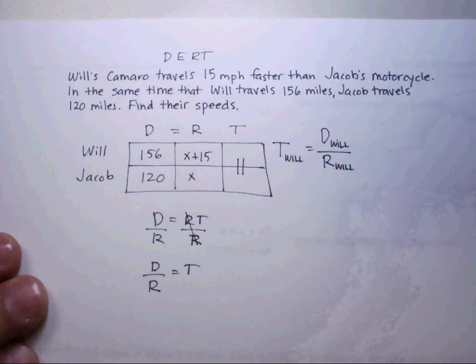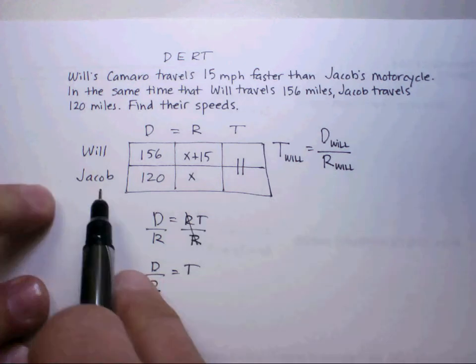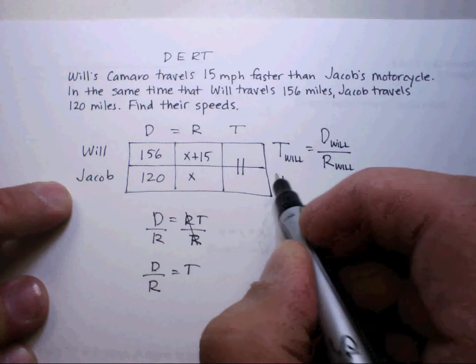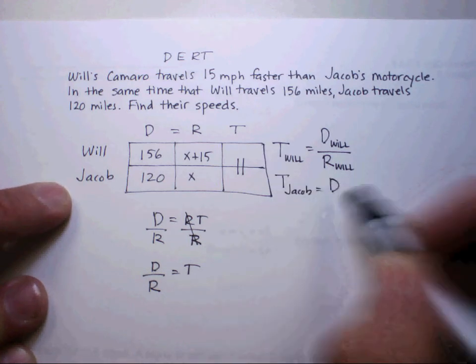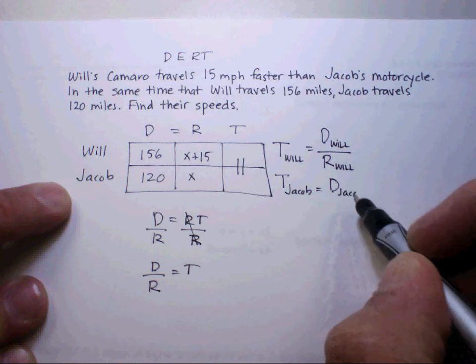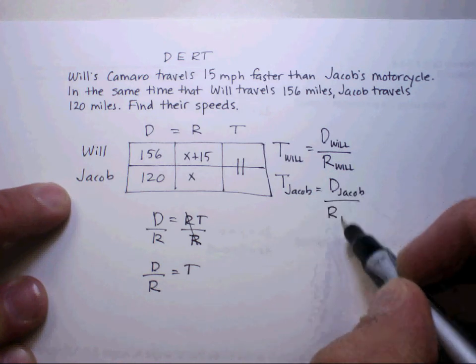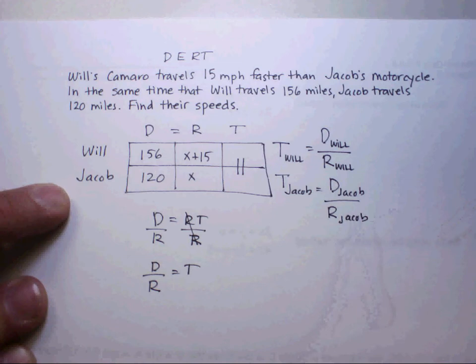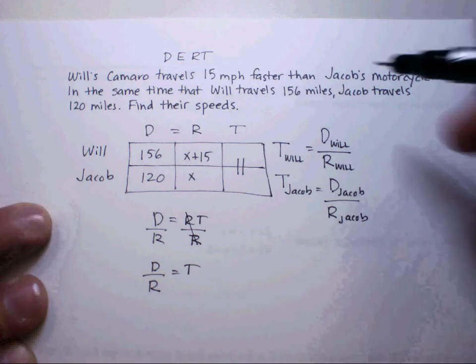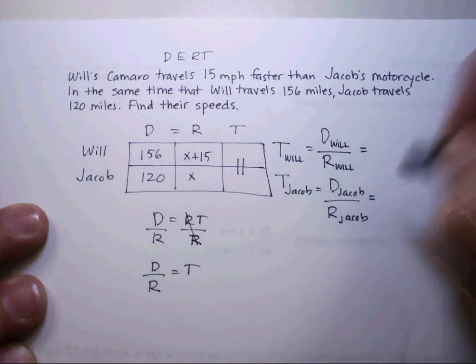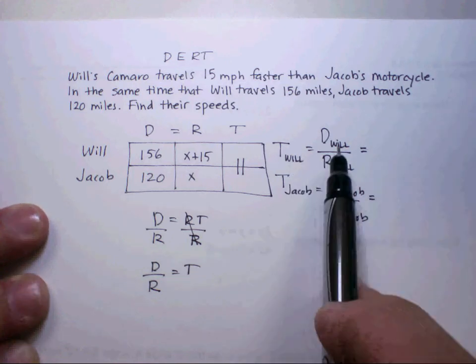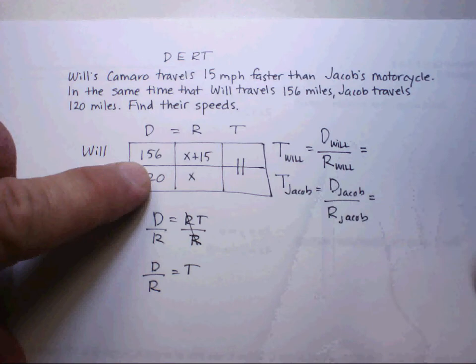Now notice what else I did. I put the time for Will, distance for Will, the rate for Will. So that's why I put those little sub names there. You can just put the initial if you wanted. I can do the same thing for Jacob. I know that the time for Jacob should be equal to the distance for Jacob over the rate for Jacob.